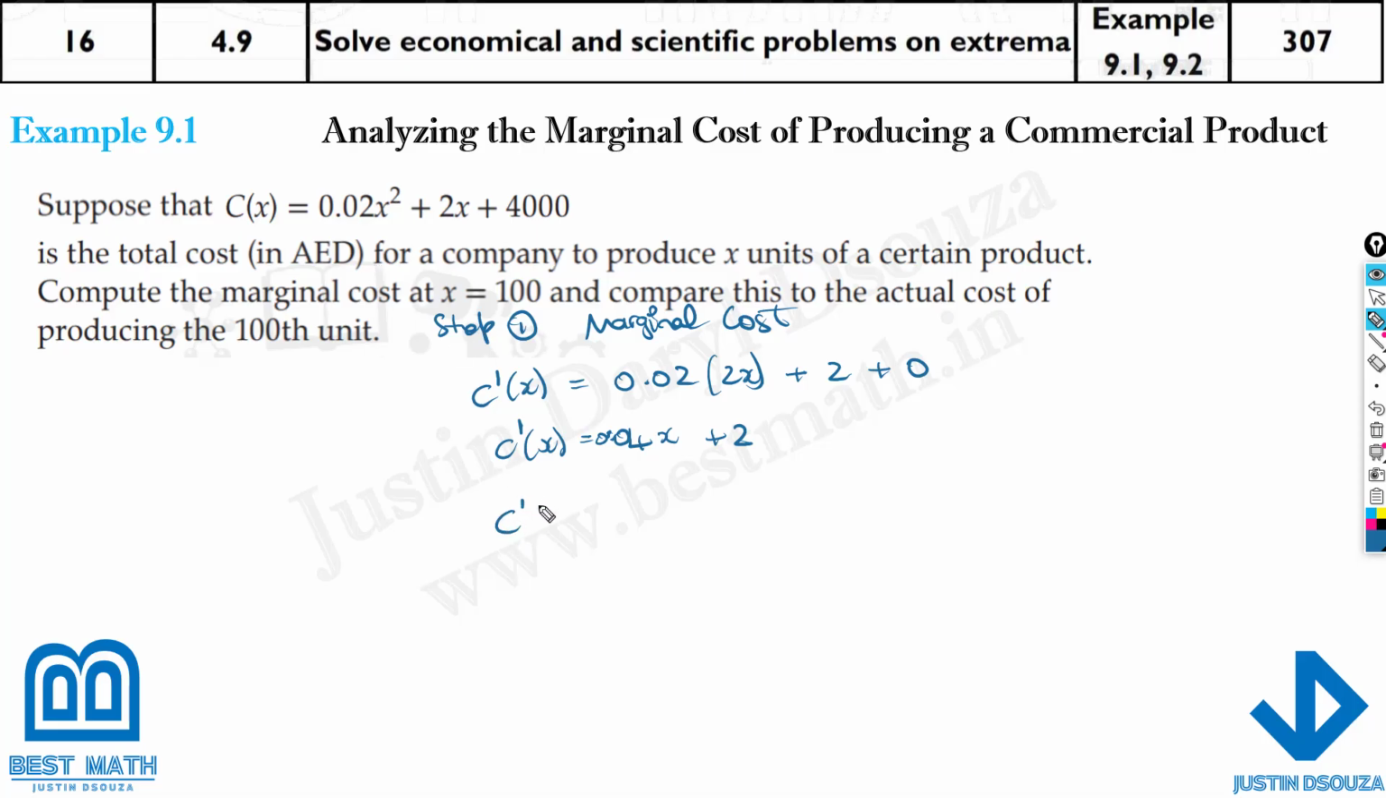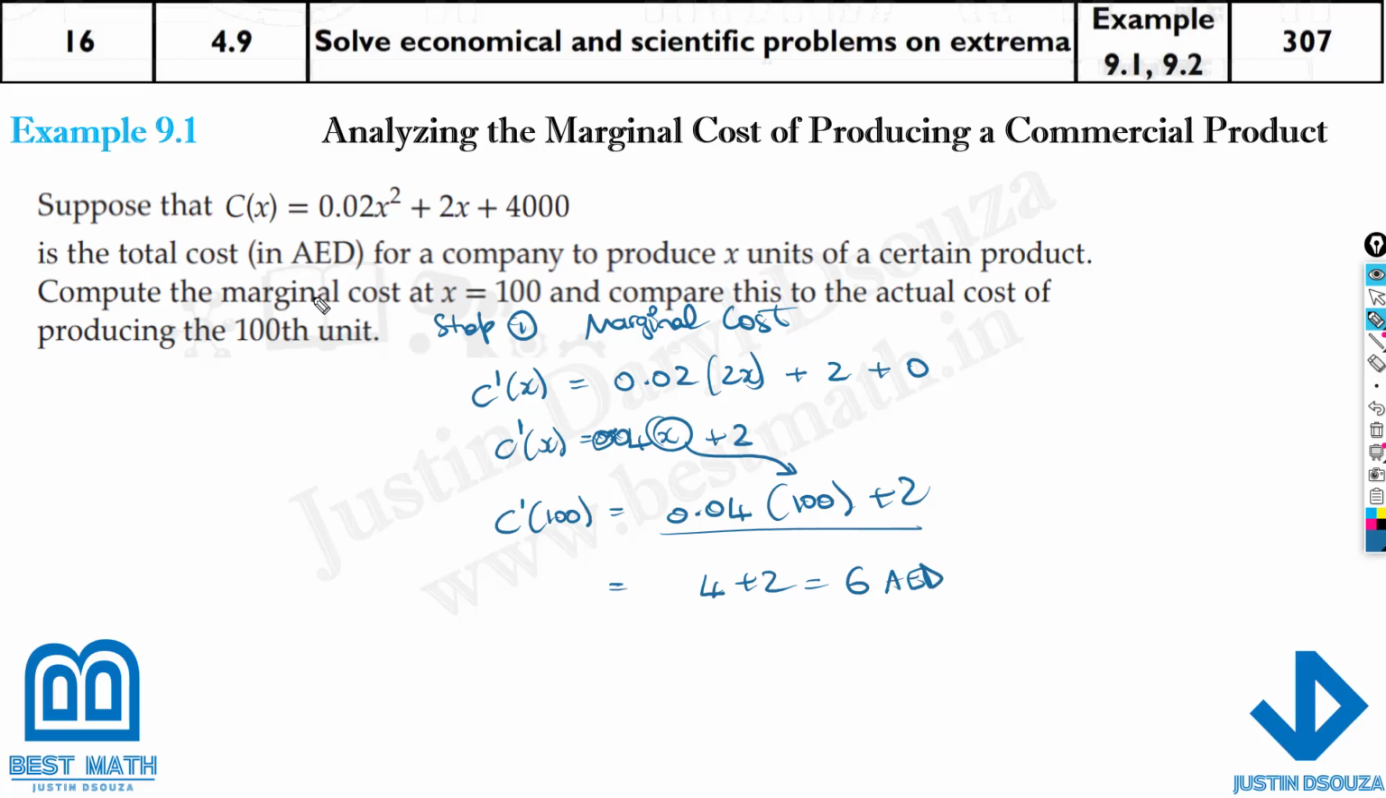Now what you need is to find the marginal cost at x equal to 100, isn't it? So c prime of 100 will be 0.04 times 100 plus 2. Here only this x value becomes 100. Then the remaining things are same. It's 0.04. I've just messed it up over there, but here it's clear. And now, just compute this. It'll be 4 plus 2. That is 6 dirhams. 6 AED is the marginal cost.